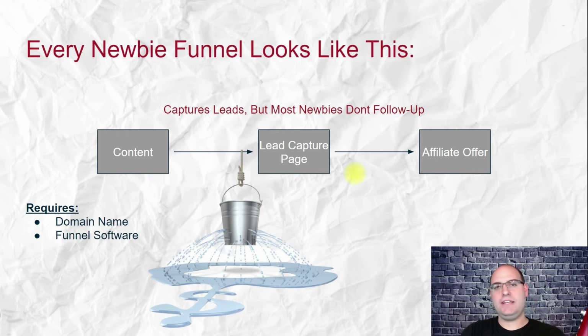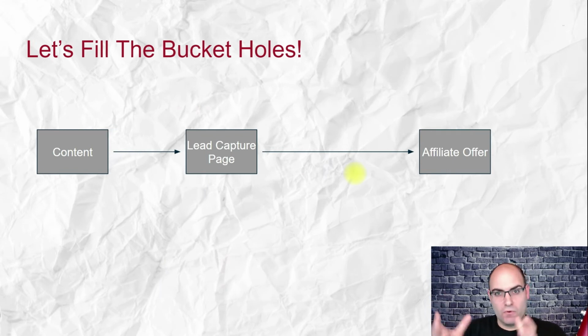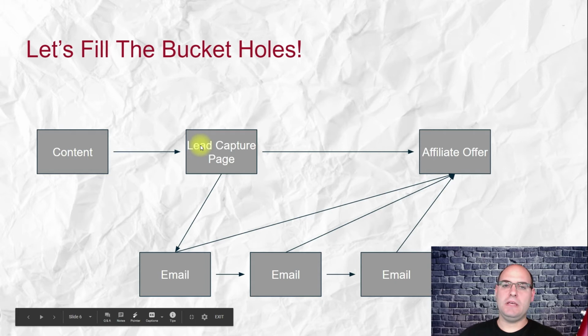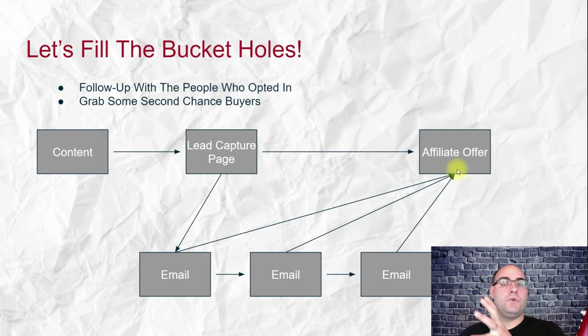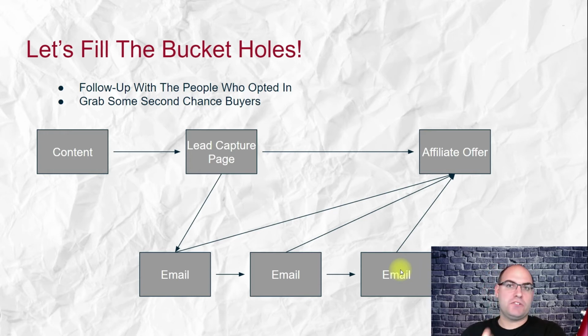But now that we have the basic idea, let's add one step further and we'll start plugging those holes in the bucket so we can keep more of the rain that we collect. And we take our normal affiliate funnel, but instead we create an automated email sequence. The people who we capture up here go into our email autoresponder, and then they will get put on an email sequence where each email directs people back to the affiliate offer. This will also follow up with the people who opted in, and it'll grab some second chance buyers. So not only are the people who go across here going to buy, but you're going to catch some people who don't opt in the first time. You'll turn them into buyers as well, again, making some more money.